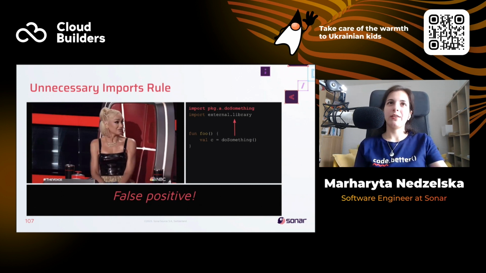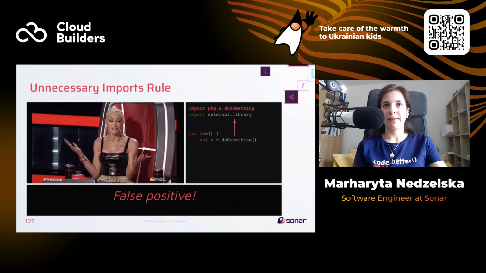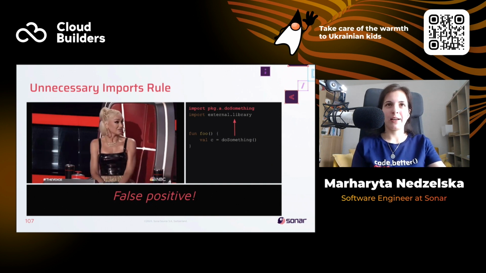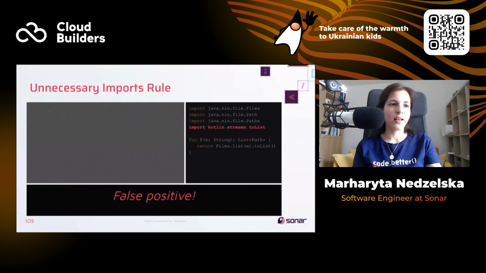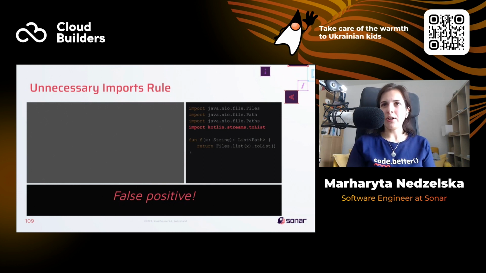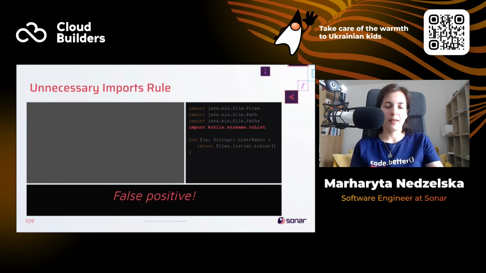Okay, we noted this problem. We thought, okay, finally that's it. We're not going to have any other report on unused import. And then Java 16 plus arrived and people started using it. So recently I had a report from a person who is using the toList extension function on stream. And while it's definitely used, we report it as unused.